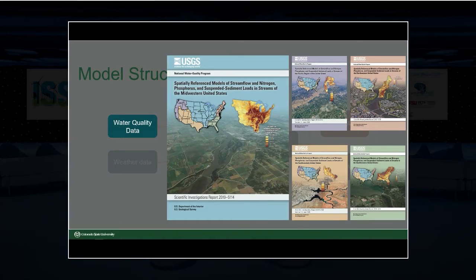USGS released a suite of publications that estimate important water quality parameters in each of the 5 major hydrological regions in the United States. The data used in this presentation is aggregated at the state level. You can see from the heat maps that the data is available at a higher resolution, but to simplify this analysis, we aggregated at the state level.